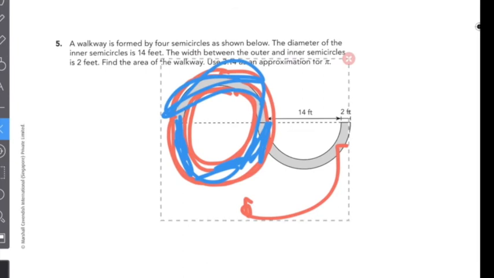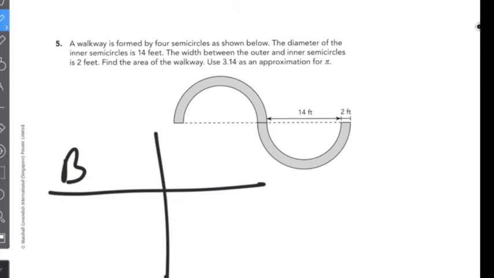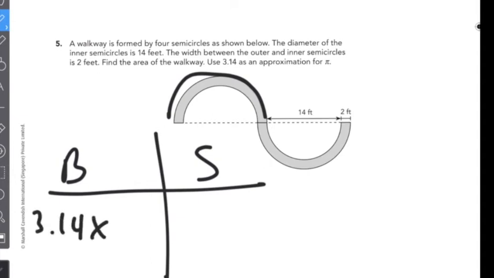So let's just go over a couple things. First, I'm going to write B for the big one, S for the small one. So the big one is going to be pi r squared, so it's 3.14 times r squared. Well, let's do the diameter first. The diameter is going to be the inside plus these two little areas. So it's going to be 14 plus 2 plus 2, which is 18, but we have to divide it by 2, so we're going to get 9 squared. When you solve it, this will give you the area for the big.